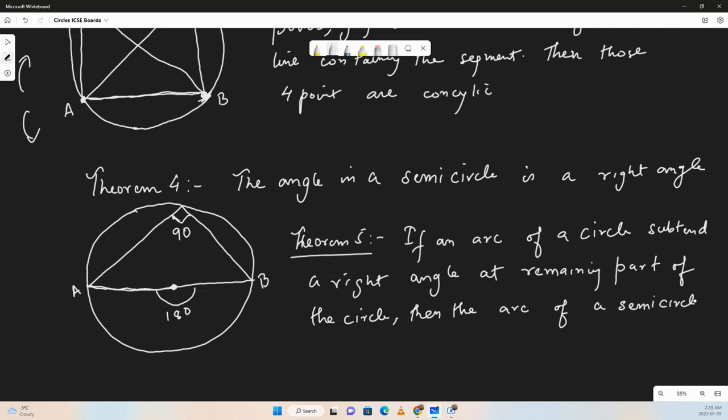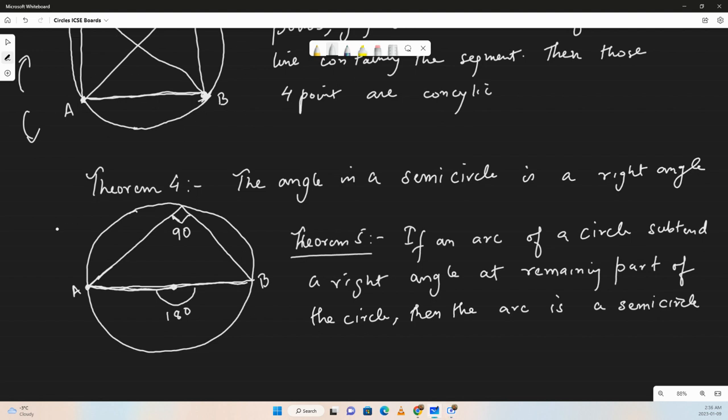Okay, so basically what they're saying is if this arc is subtending an angle of 90 degrees, then that arc is a semicircle. So basically they're saying that if any arc is subtending 90 degrees, then that arc is a semicircle and the chord is basically the diameter. Okay, so basically just the converse of the previous theorem. Okay, and now let's move on to our next theorem.